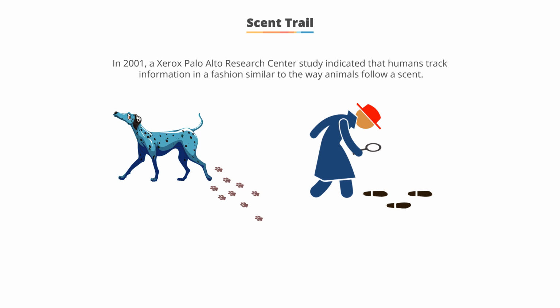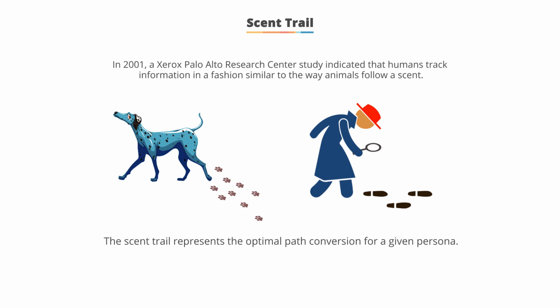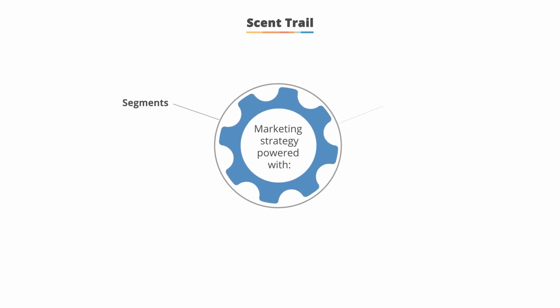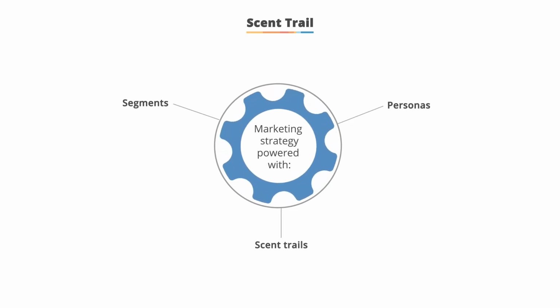If the scent is sufficiently strong, the surfer will continue to go on that trail. But if the trail is weak, they go back to the hub. People repeat this process until they're satisfied. The scent trail represents the optimal path to conversion for a given persona. Empowered with segments, personas, and scent trail, you are equipped to tune your marketing strategy.